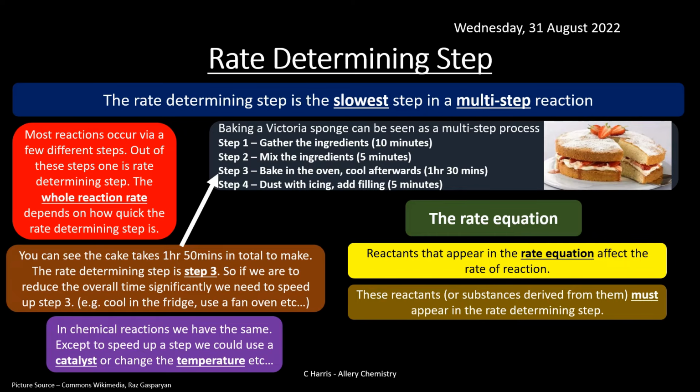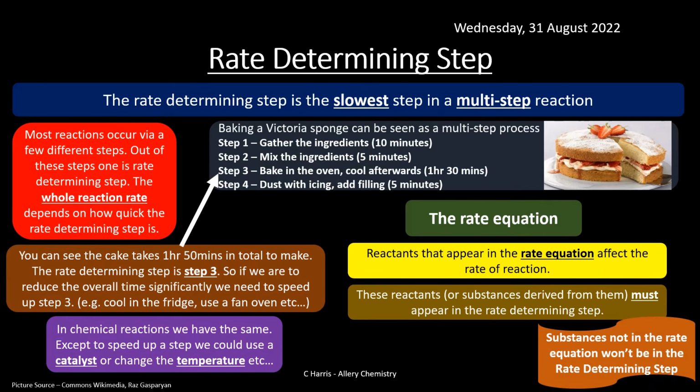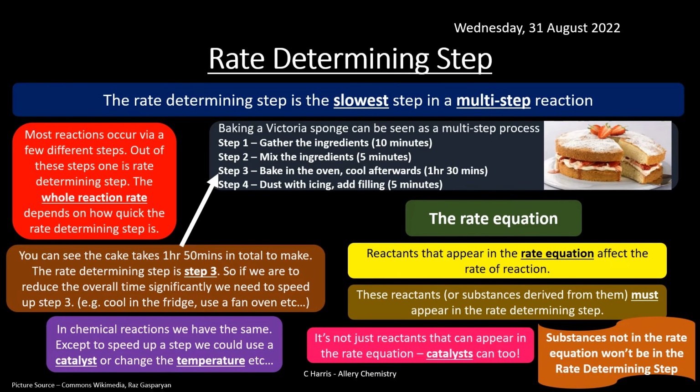Okay, so any substances which are in the rate determining step, or derivatives of them, must appear in the rate equation. Substances that are not in the rate equation will not be in the rate determining step. I can't make that any clearer. You'll see some examples in a moment and see where this fits in.